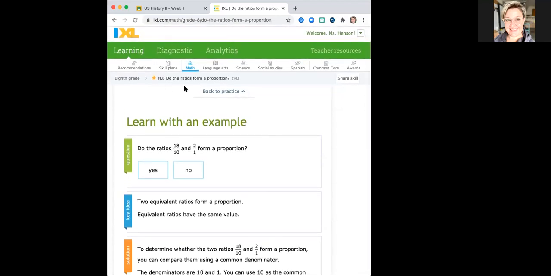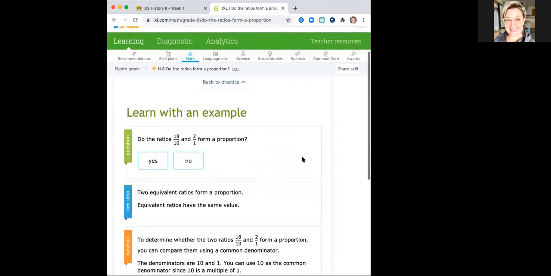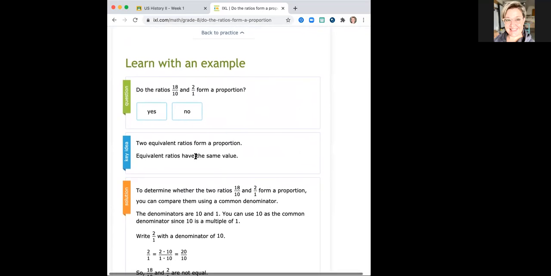Okay, so we have H8. We're on the first question where we're going to just click Learn with Example right away and read through what we're doing. So let's make sure we understand what they're asking. If 2 ratios form a proportion, that means that the 2 ratios are equivalent. Equivalent ratios have to have the same value. So we're saying, are these 2 ratios of equal value? Are they equivalent to one another?